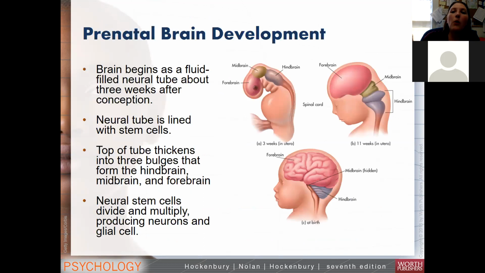So let's talk a little bit about what happens prenatally, okay? So this is a really interesting sort of the way that this works. So this is 3 weeks here in utero.